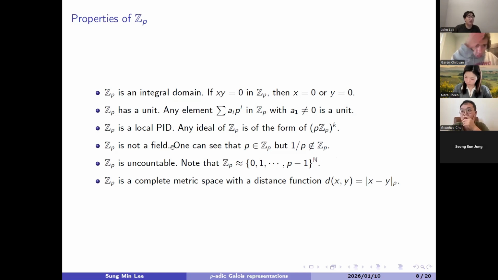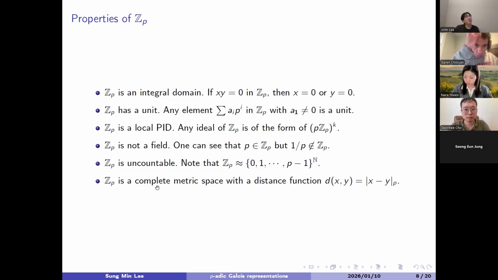ZP is uncountable because if you write ZP as an infinite series, then A0, A1, A2, A3 can be just any numbers between 0 and p minus 1. So ZP is equinumerous to some finite set to the power of infinity, which is an uncountable set.